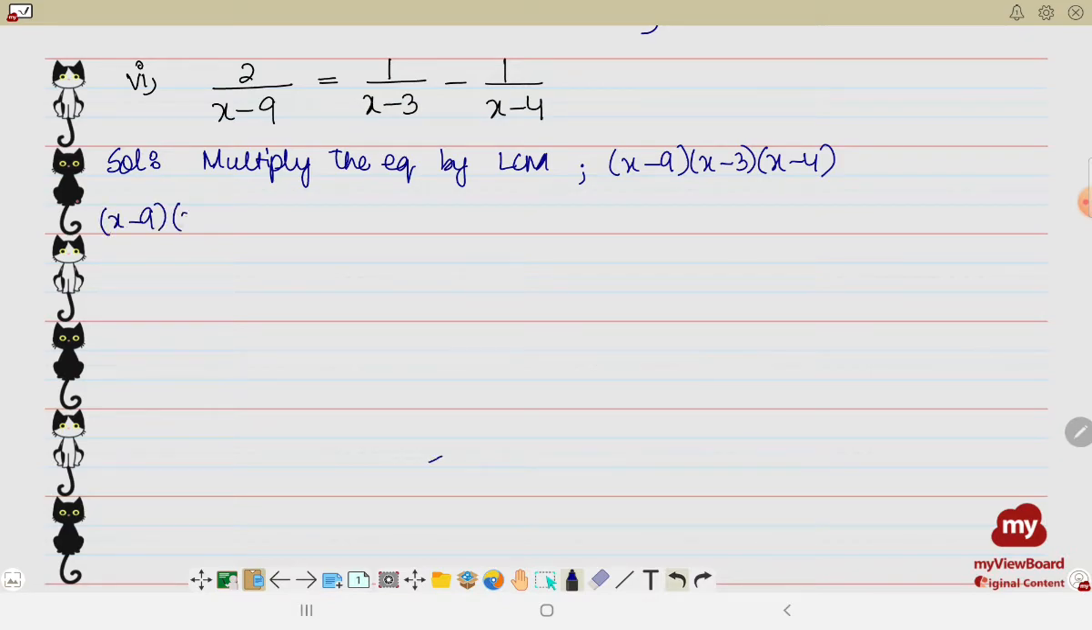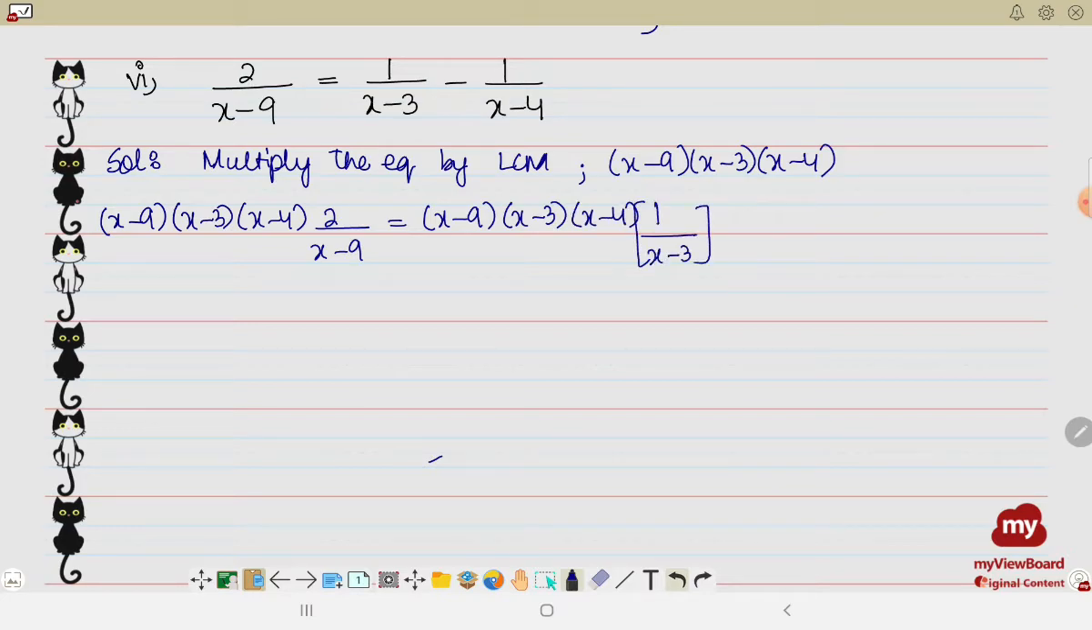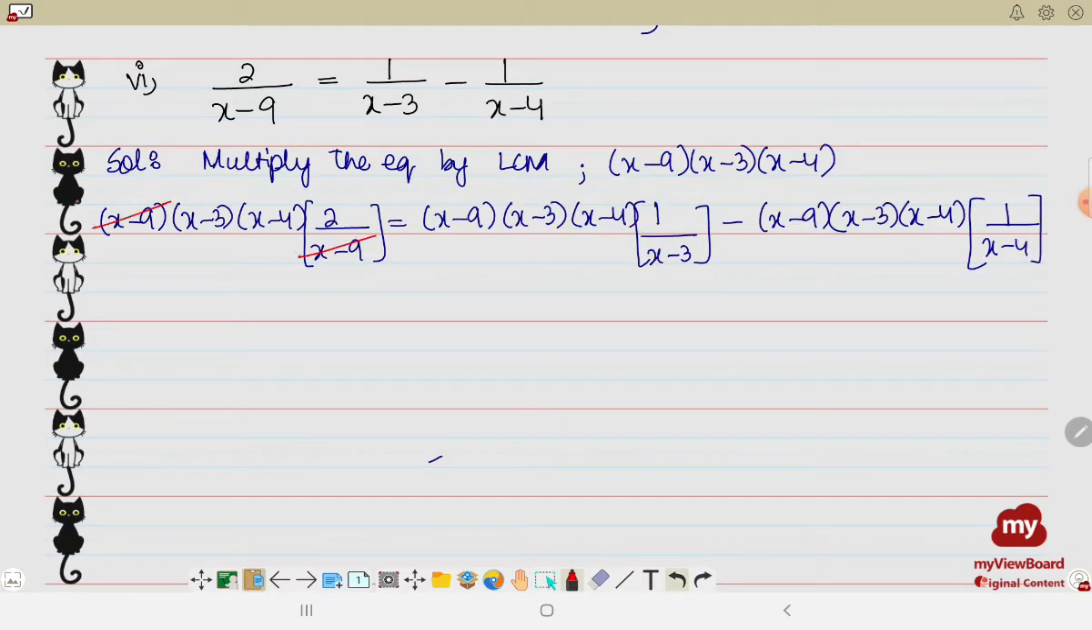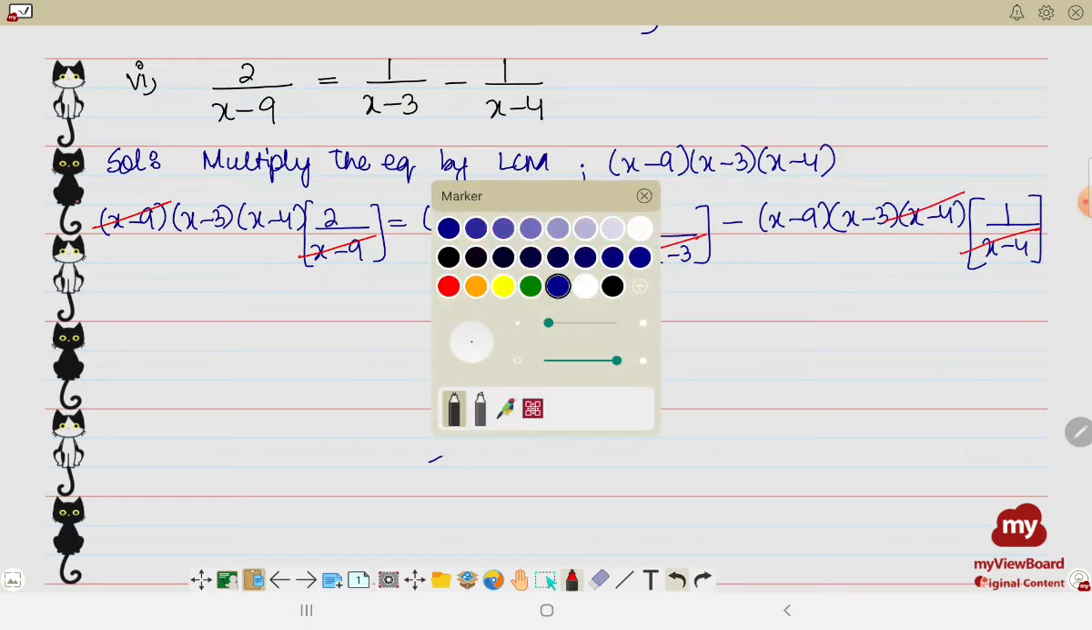x minus 9, x minus 3, x minus 4, times 2 over x minus 9. Again, x minus 9, x minus 3, x minus 4, times 1 over x minus 3. You can use square brackets as well. And then x minus 9, x minus 3, x minus 4, times 1 over x minus 4. Let's see the terms which are going to be cancelled: x minus 9 by x minus 9, x minus 3 by this, and x minus 4. Now we just have to open up the brackets.